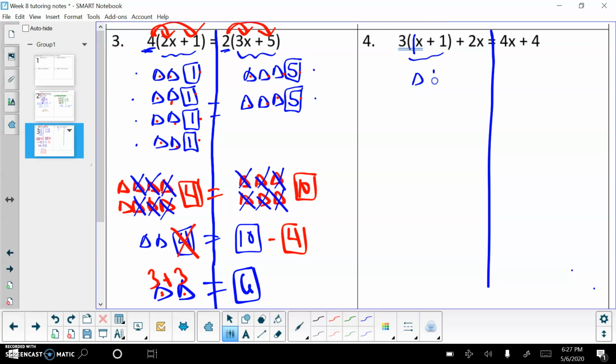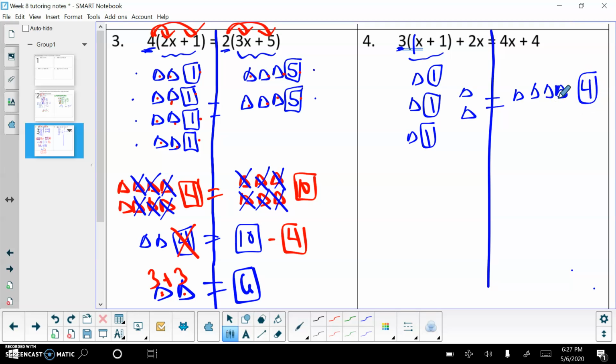So one triangle and a 1 cube, and this 3 out here means that I need to do 3 sets. So one triangle and a 1 cube, and one triangle and a 1 cube. And then over here, this 2x means I need to do 2 triangles separately. Because that wasn't a part of the distribution, it was just what comes next. On the right side, I have 4 triangles, 4 x's, and a 4, which is a 4 cube.